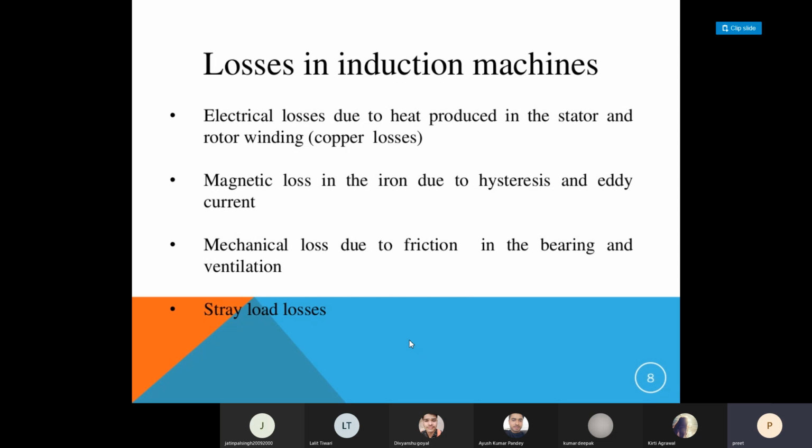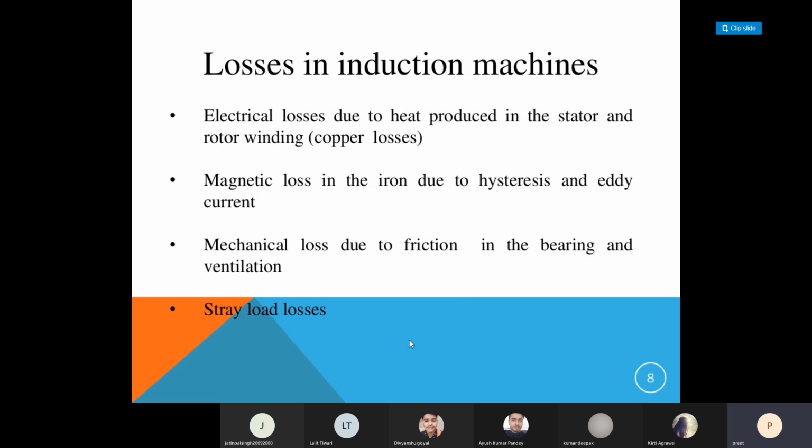So losses in an electrical machine are basically the electrical losses due to heat produced in the stator and rotor winding, and magnetic losses in the iron due to hysteresis and eddy current. You already know what hysteresis loss and eddy current loss are, so we need not discuss them again and again, because the reason for their production and the cause will remain the same. But here one more thing has been added, that is mechanical loss, which is due to friction in the bearing and ventilation, which is not there in the case of your transformer. And again, we have the stray load losses.